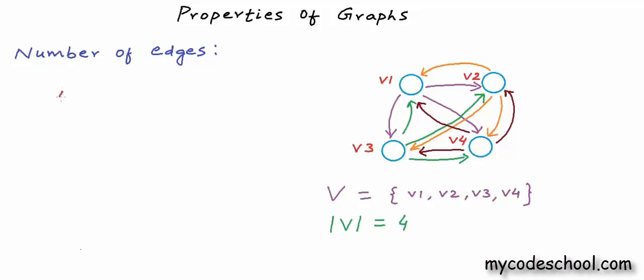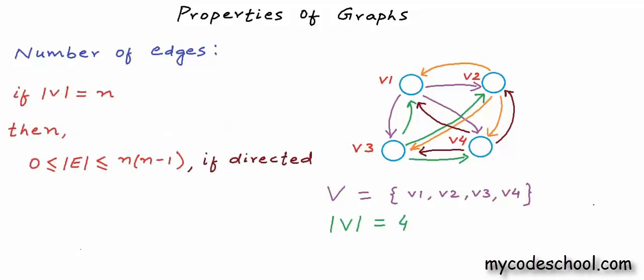In general, if there are n vertices, then the maximum number of edges in a directed graph would be n into n minus 1. So in a simple directed graph, the number of edges would be in this range 0 to n into n minus 1. Now what do you think would be the maximum for an undirected graph?